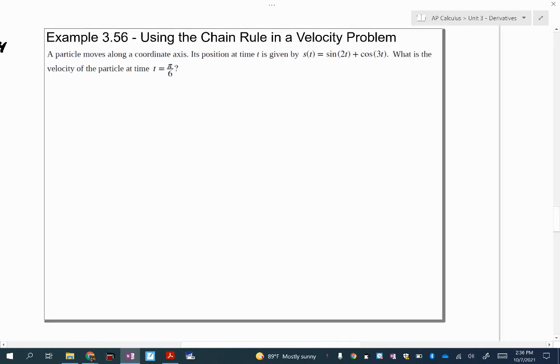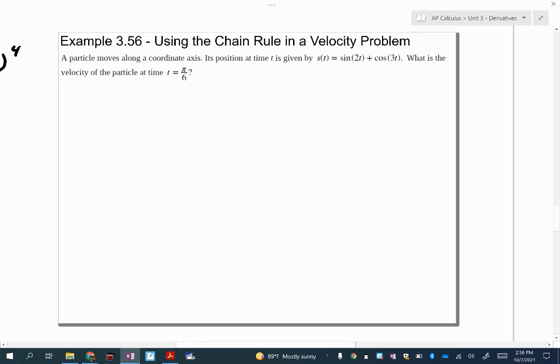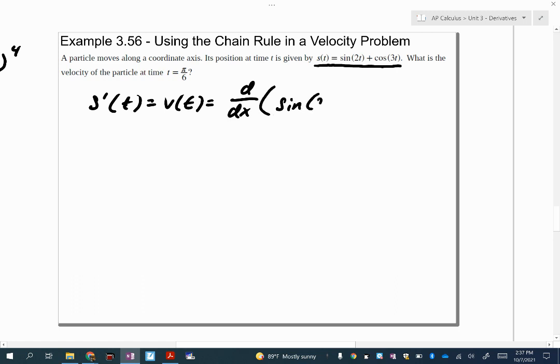Okay, let's do some work with our position, velocity, and acceleration like we've done the last few lessons with some of these new derivative rules. So we have a position function given by s of t equals sine of 2t plus cosine of 3t. What is the velocity of the particle at time t equals pi over 6? We need to find velocity. Again, velocity is the derivative of the position function. So that's d dt of sine of 2t plus the cosine of 3t.